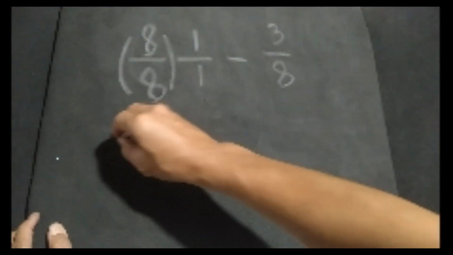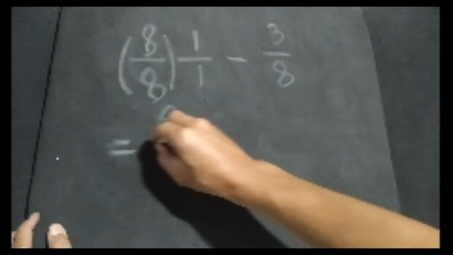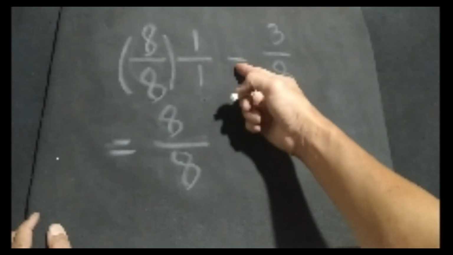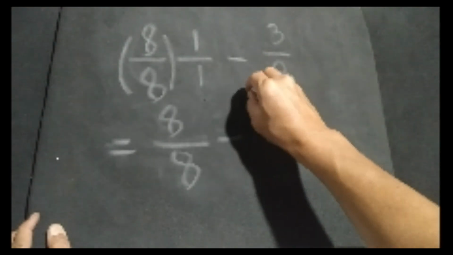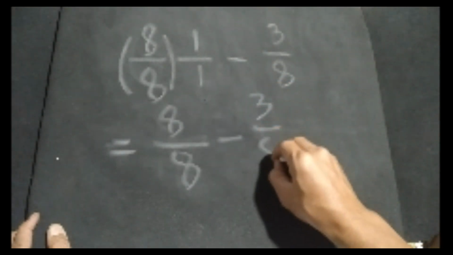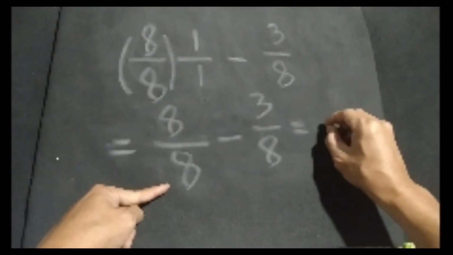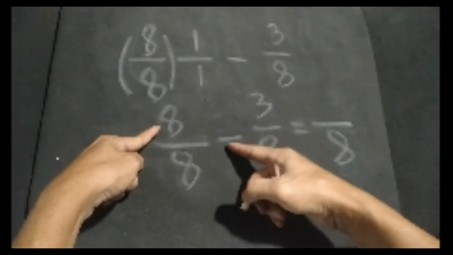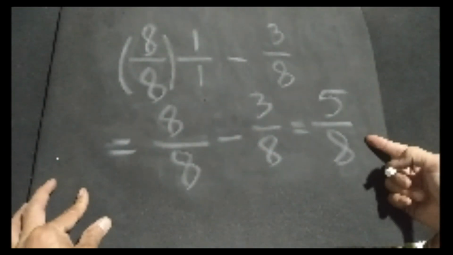Okay? And then we continue. 8 times 1 equals 8. 8 times 1 equals 8. Keep the same subtraction. We keep the same 3 over 8. We got the same number 8 here, we keep it. Top we have 8 minus 3 equals 5. The answer is 5 over 8.